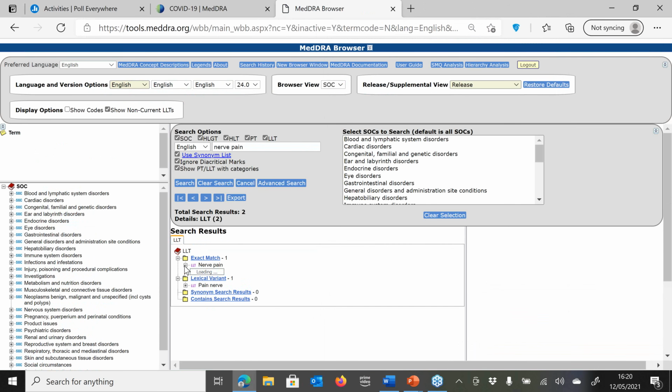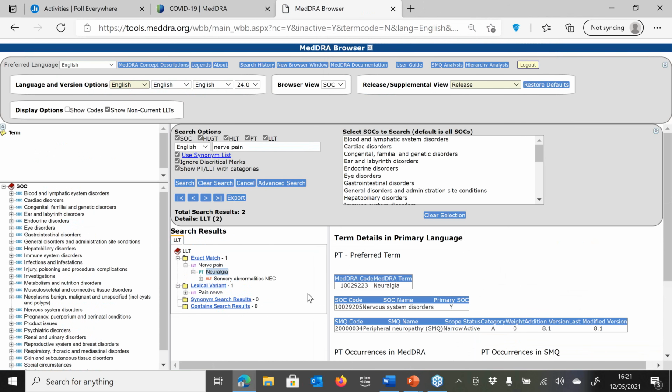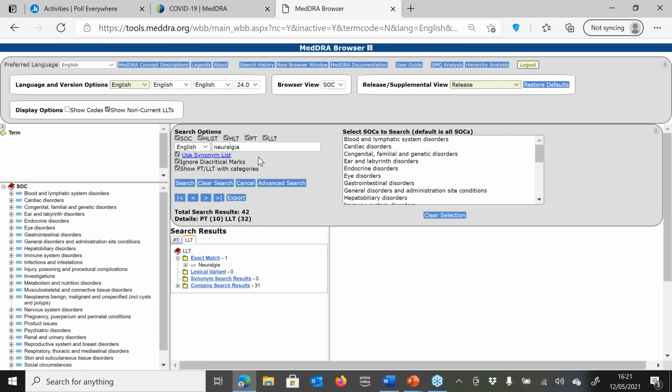So we've got an LLT of nerve pain. We can look, and the PT for that is neuralgia. But if I put my cursor on it, I can see on the right-hand side the SOC, it'll be in the nervous system disorders. So neuralgia. So there isn't any other kind of post-traumatic nerve pain. Let's have a look if neuralgia, if that's the wording that MedDRA prefers. Let's have a look at neuralgia and see if we've got something which might have a post. Well, let's even enter post in here, make it easier for ourselves. Post-traumatic as well, and there it is.